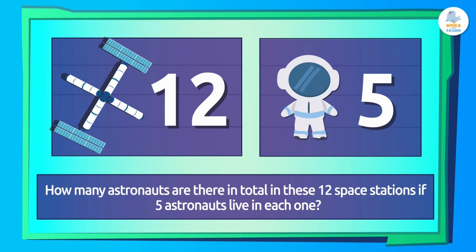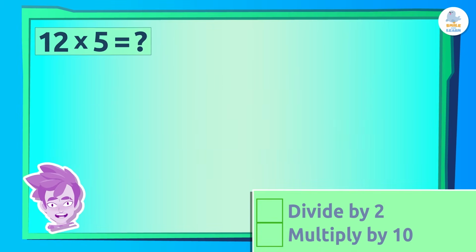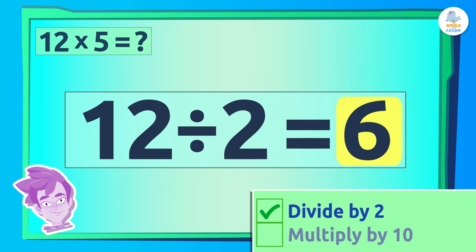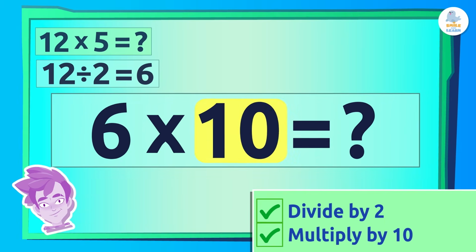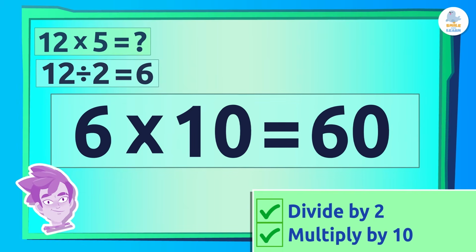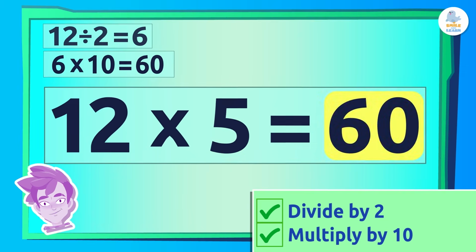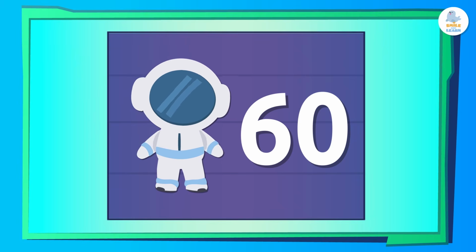How many astronauts are there in total in these 12 space stations if 5 astronauts live in each one? We have to multiply 12 times 5. To start, we divide 12 by 2, which gives us 6. Then, we multiply it by 10. What is 6 times 10? 60. Great! Just like that. 12 times 5 equals 60, which is how many astronauts live on the space station. Easy, right?